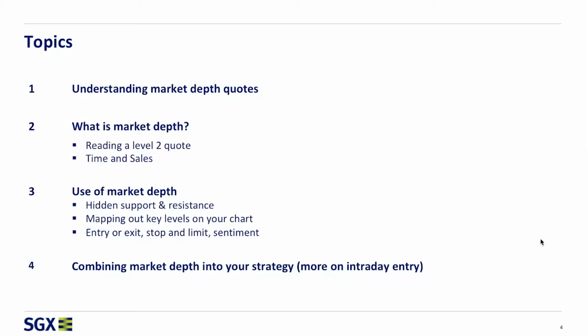Number 2 is to look in depth at how to read level 2, which is also another name for market depth, and also to tie in with time and sales and the trade summary. Next is to use market depth to identify support and resistance. And I think the very important thing here is to identify hidden support levels and resistance. And how to map all these key levels onto your chart, with the help of market depth information.